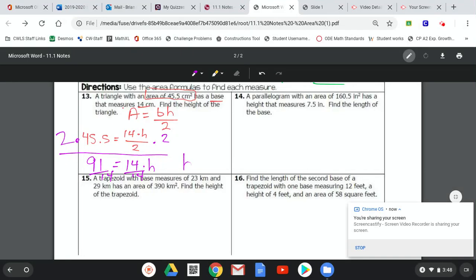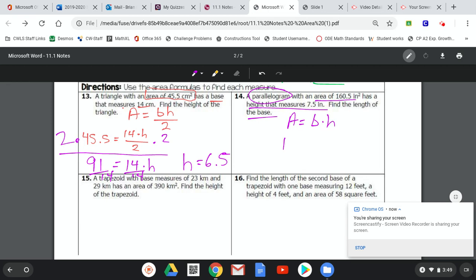So like I said, our height for this one, 91 divided by 14, is 6.5, okay? Now, moving on to number 14, it says we have an area of 160.5 and a height. We're looking for the base. It is a parallelogram. So area equals base times height.